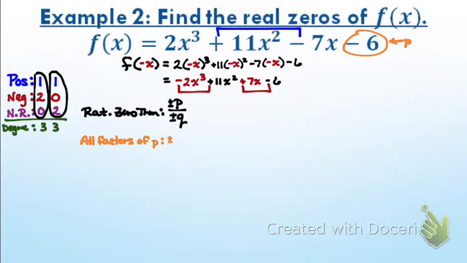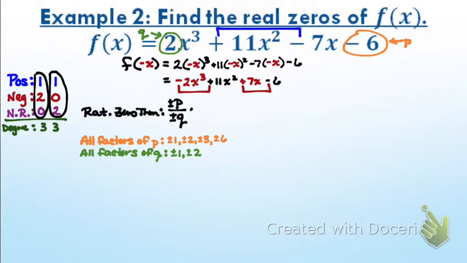So I need all of the factors of p. What are all of the things that you know of that'll go into 6? 1, 2, 3. Yep, plus or minus 1, plus or minus 2, plus or minus 3, and plus or minus 6. And then when we say Q, we are looking at all of the factors of the leading coefficient. Since Q is 2, we've got plus or minus 1, plus or minus 2.